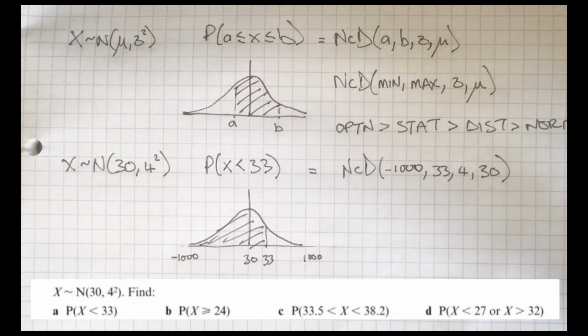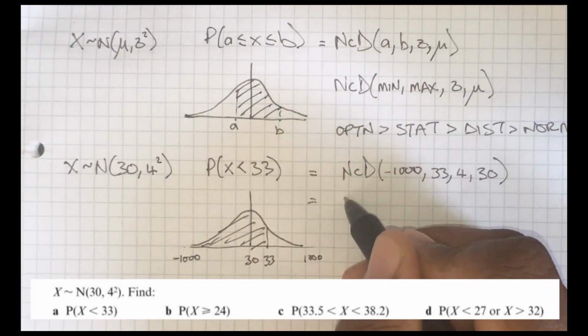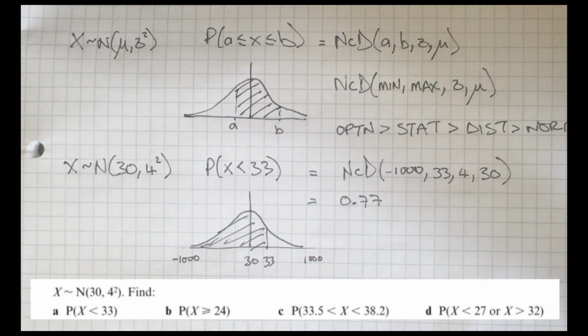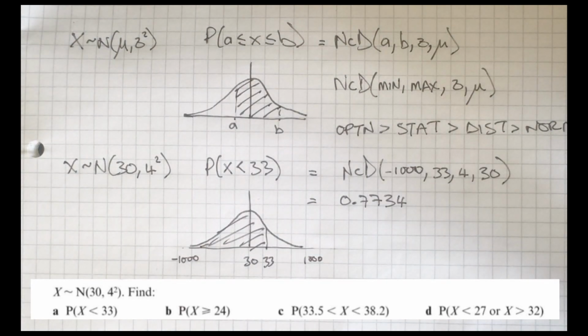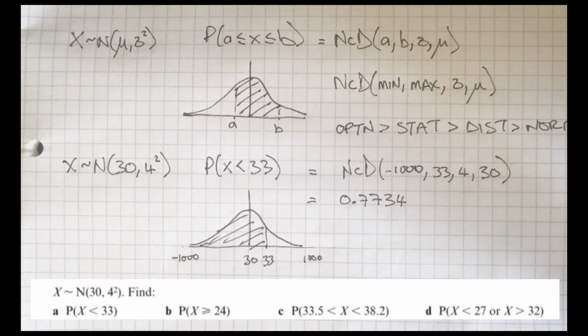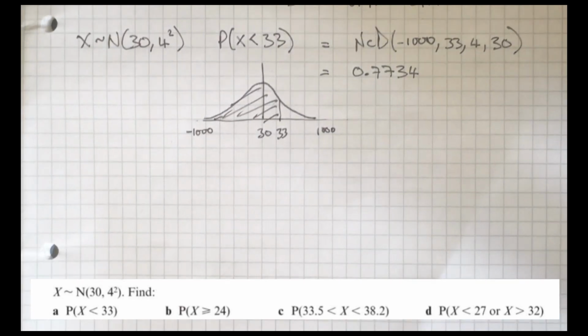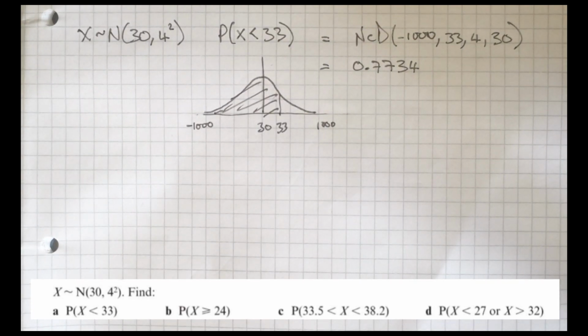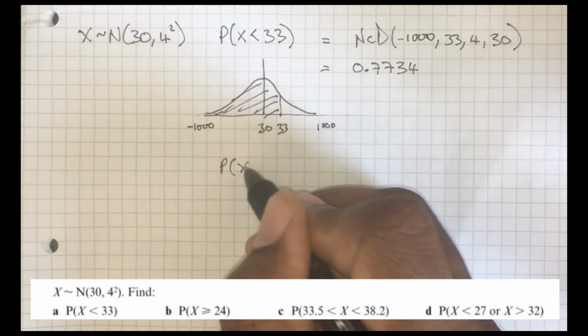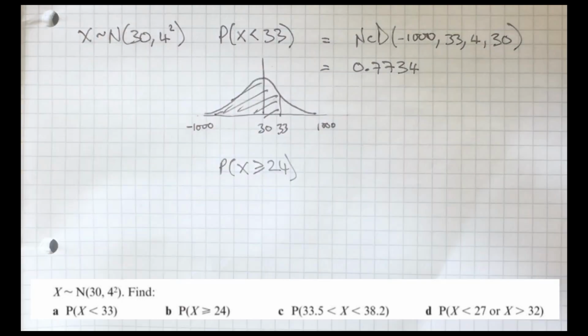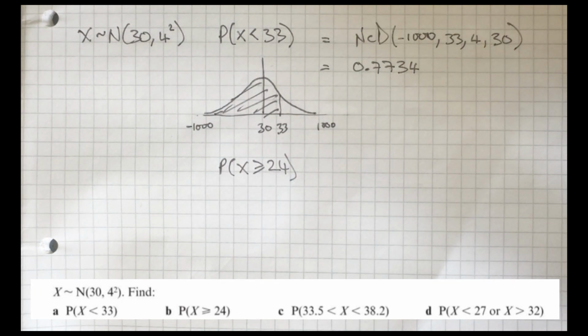Press enter or execute on your calculator and it should give you your answer to multiple decimal places, but as usual I'm going to round to 4 decimal places and we get 0.7734. Okay, so that was the syntax: minimum, maximum, standard deviation, and the mean. The diagram makes sure we're actually pulling out the correct values to put in place here. Making sure we write our distribution with standard deviation squared in the first place also helps to make sure we put the right values into the calculator.